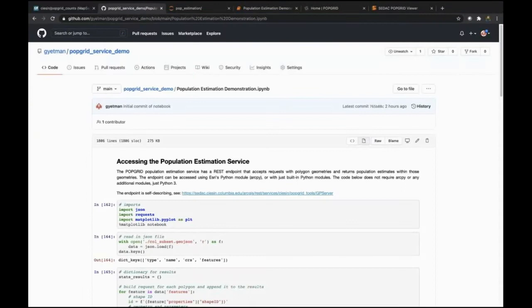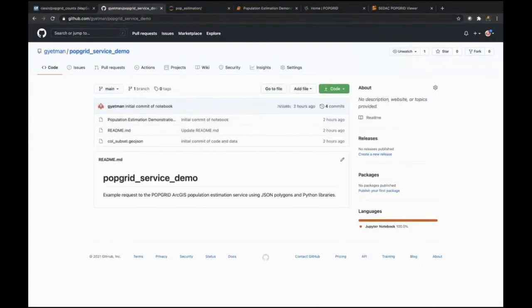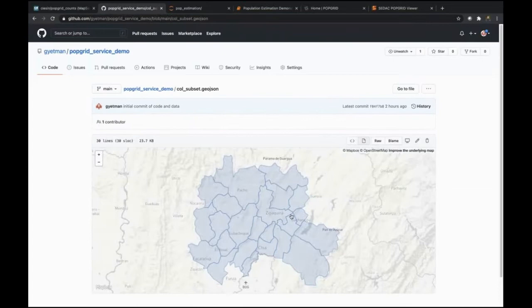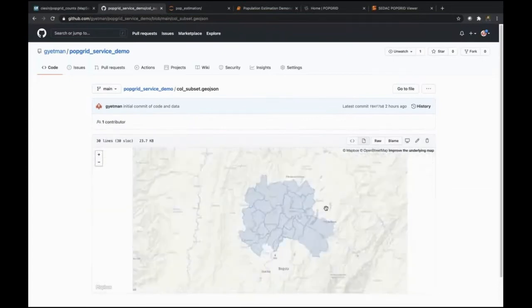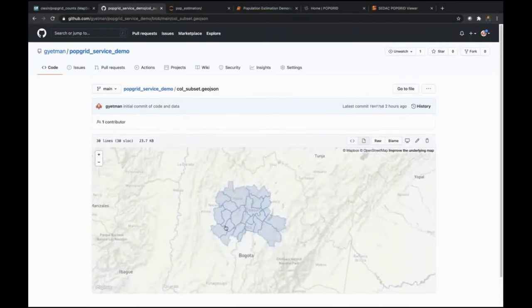And then the final thing I wanted to show in our demos here is something I stood up on GitHub. So this is a public GitHub repo. And if we go just to the root, here's the URL you can use to get to this public repo. It's a demonstration of getting estimates for each of these layers. So here's the same subset file, right? I recognize these from QGIS. This is just north of Bogota, these admin units.